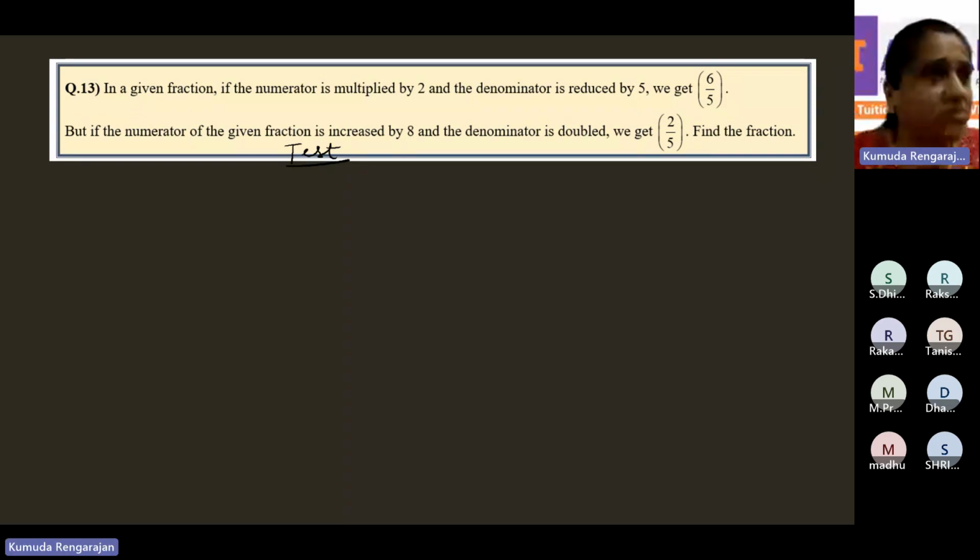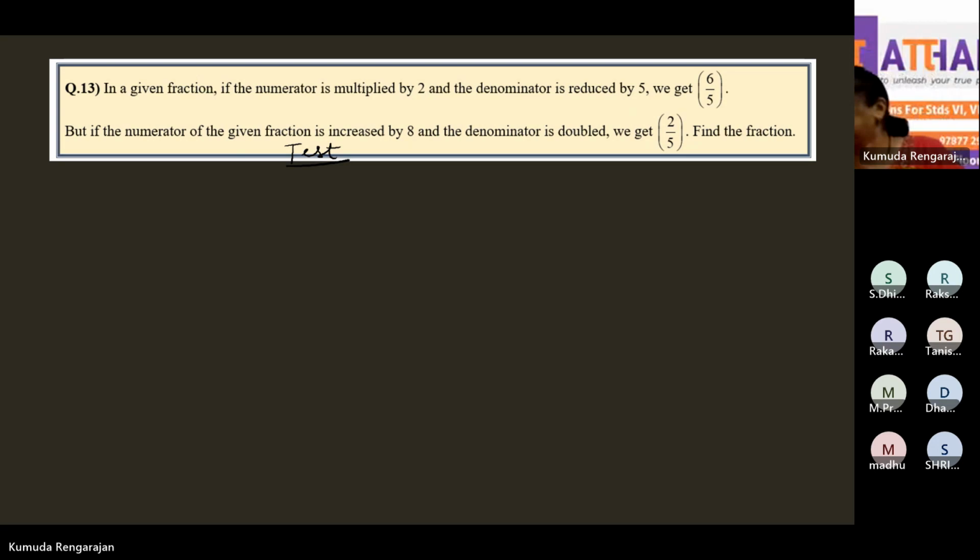Find the fraction. Yeah, I'll repeat it. Yes, Shashank. And the denominator is doubled, we get 2 by 5. Find the fraction. Yes, try this, children. Reduced by 5, we get 6 by 5.